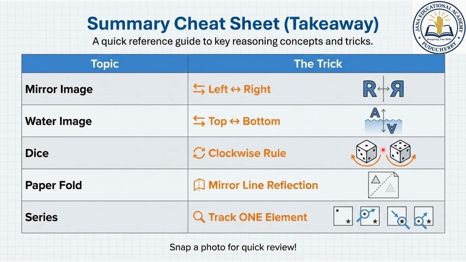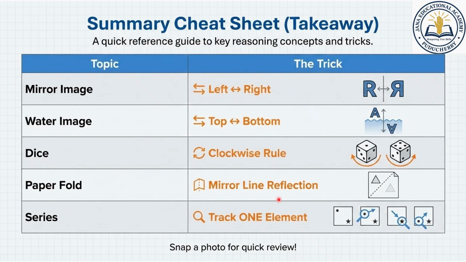So it can find out the opposite direction. In dice, we have to use a clockwise rule. In paper folding, we have to use mirror reflection. This dotted line is nothing but the mirror line for object reflection. If there is a triangle and you fold here, the triangle is going to mirror here. Similarly, if you make a punch, the punch is going to come here also. After folding, if you make a punch, the punch is going to reflect in the diagonal here also. That is a mirror line reflection.